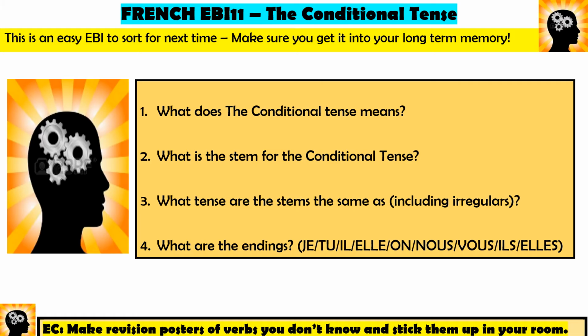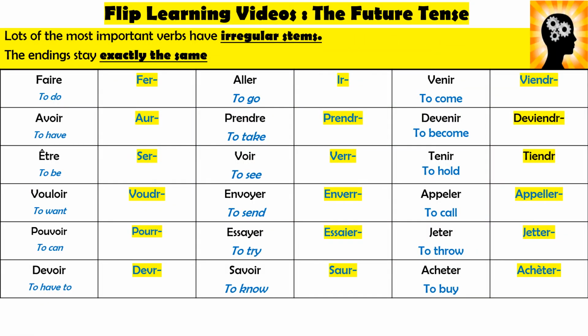Alors mes petits, right guys, let's have a look at question 3 then, the irregulars. Now, if you've done EBA, you might think this looks really familiar because the future tense in French and the conditional tense are so similar that all the irregular stems are the same thing. The good news is the endings are exactly the same: AIS, AIS, AIT, IONS, IEZ, AIENT. That doesn't change.